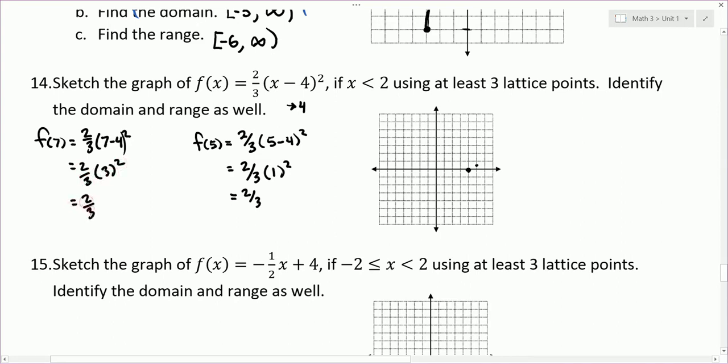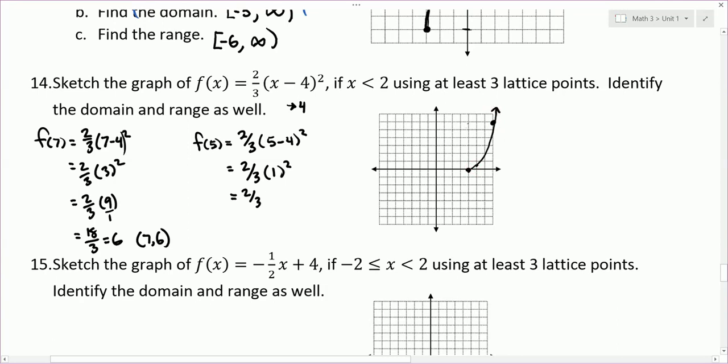So we end up with 2/3 times 9. When you multiply a fraction times an integer, you can view that integer as a fraction as well. You multiply numerator with numerator, denominator with denominator, you get 18/3, which reduces to 6. So 7, 6 is a lattice point. So let's plot that. 4, 5, 6, 7, up 1, 2, 3, 4, 5, 6. And so that's the right side of our graph.